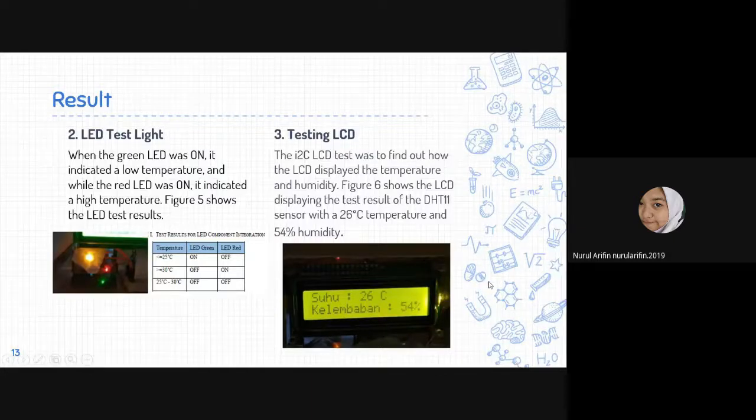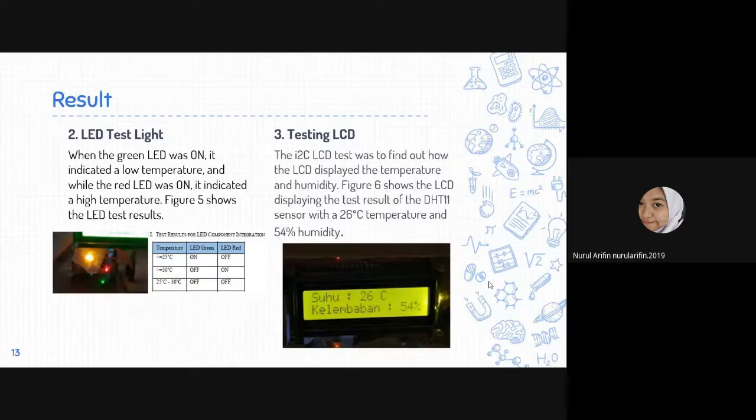Result number 2, LED test. When the green LED was on, it indicated a low temperature, and when the red LED was on, it indicated a high temperature. Figure 5 shows the LED test result.